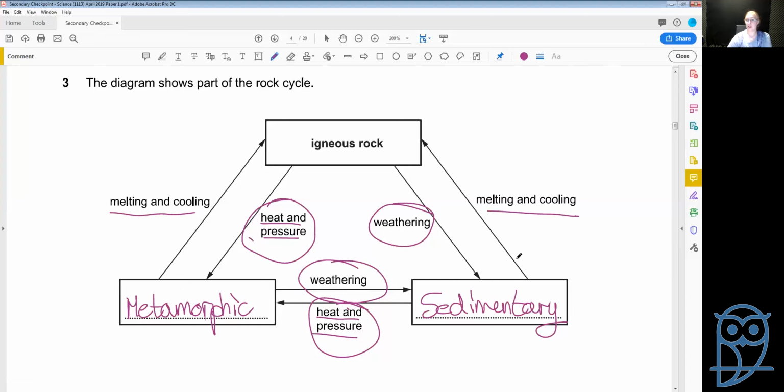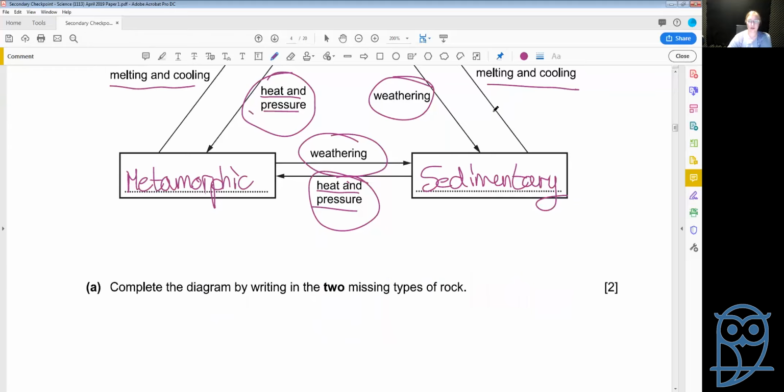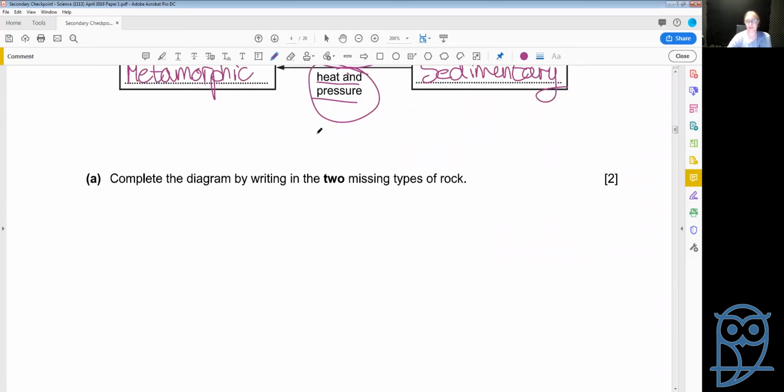Sedimentary rocks is all of the sort of rocks that we get that has layers. So this would be sandstone, chalk, all sorts of things like that, sedimentary. Chalk, for example, chalk rock by heat and pressure actually turns into marble. So marble is again a metamorphic rock. Igneous rocks are things that come out of volcanoes. So this would be things like basalt and stuff like that. So the question here just says complete the diagram by writing in the two missing types of rocks. So we did that.